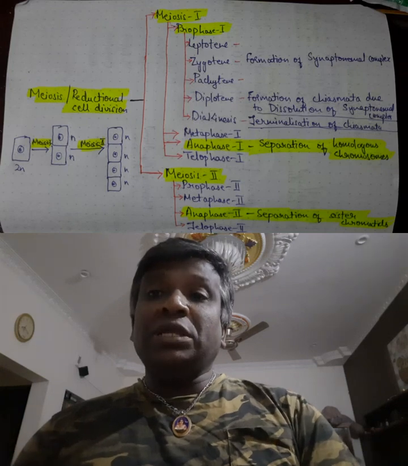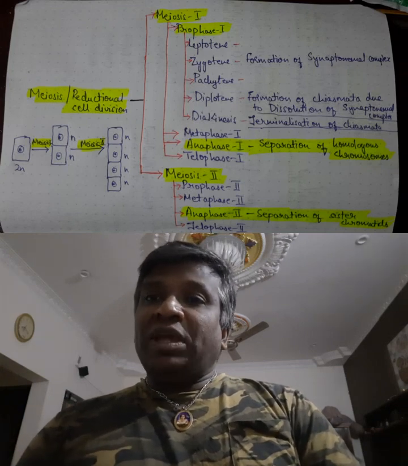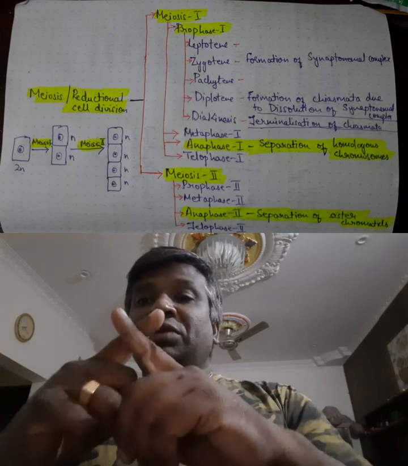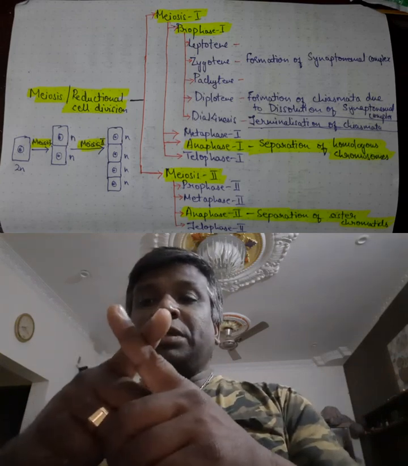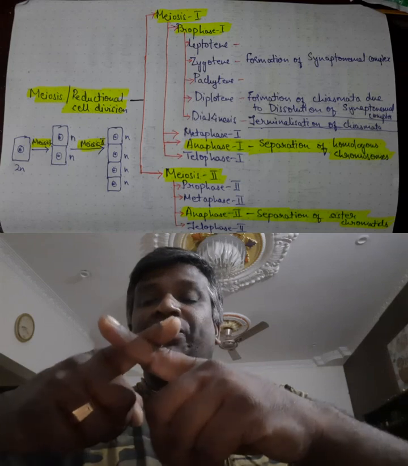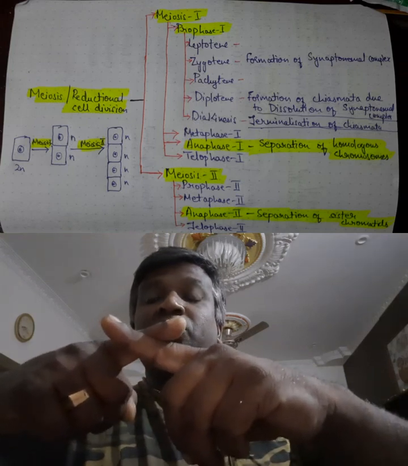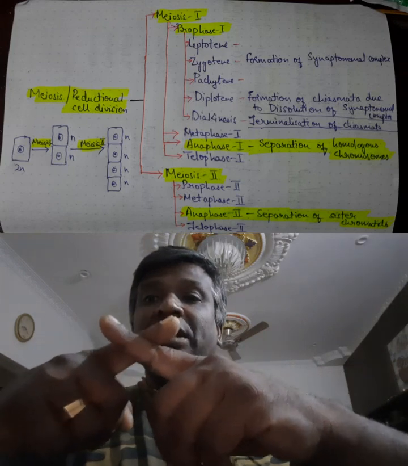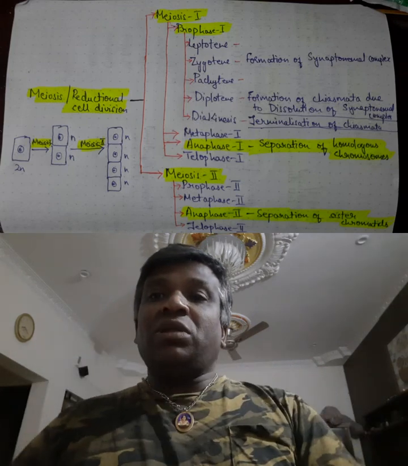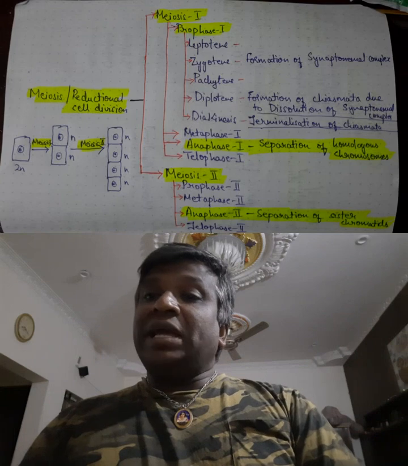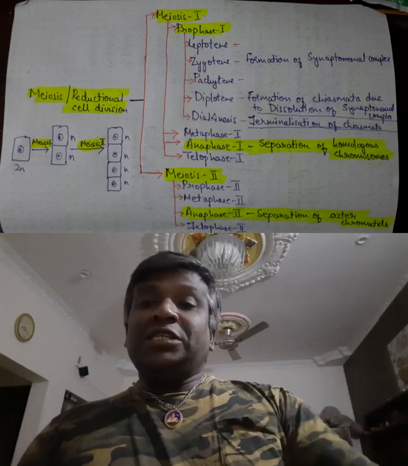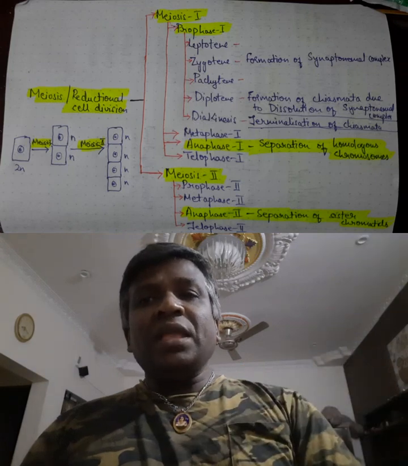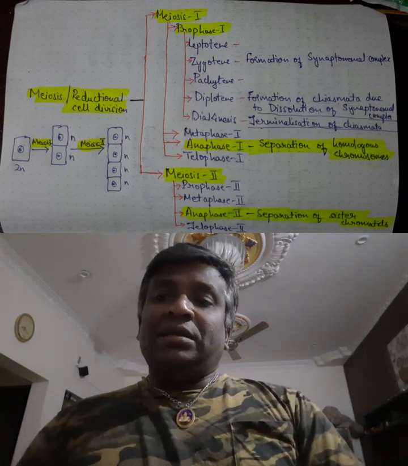The next one is the diplotene stage. In diplotene, there is dissolution of the synaptonemal complex. Whenever there is dissolution of the synaptonemal complex, the homologous chromosomes move away from each other except at the points of connection, and they look like egg-shaped structures, which we call chiasmata. So chiasmata are noticed.